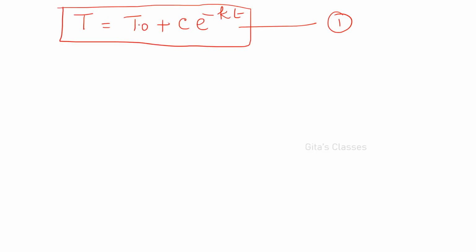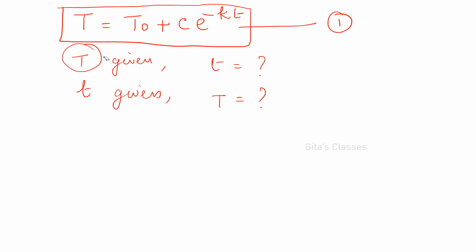Now two types of questions can be asked in this. Actually, capital T can be given and you will be asked to find out small t, or small t will be given and capital T will be asked. That means in the first one, some temperature will be given, and this temperature will be reached after how much time. So small t will be asked. Or after this much time, after 1 hour, after 20 minutes, after 40 minutes, what will be the temperature? So these two kinds can be asked.